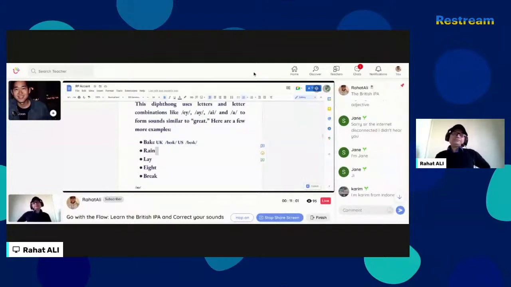Next one is rain. Rain. So, what does rain mean? Drops of water from clouds. Sometimes it is difficult for us to define the most common things in our life.